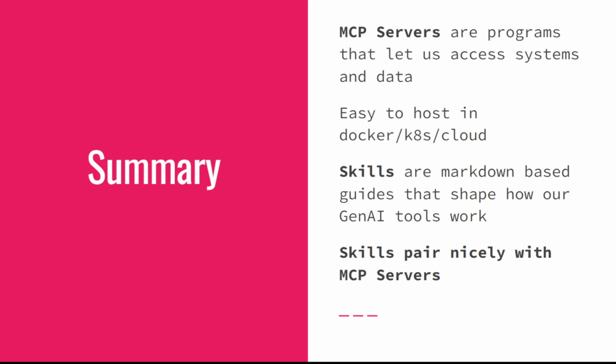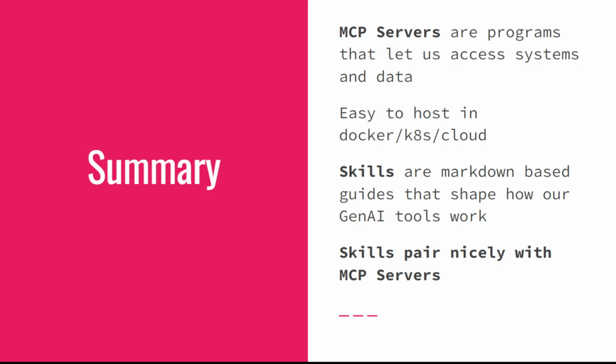So in summary, MCP servers are just programs that let us access systems and data. And they're easy to host in Docker, Kubernetes, the cloud. I didn't show you a Cloud Run, but there's easy ways to run it in Cloud Run. Skills are just markdown-based guides that shape how our tools work. They have kind of references and help, and they're just reference material.